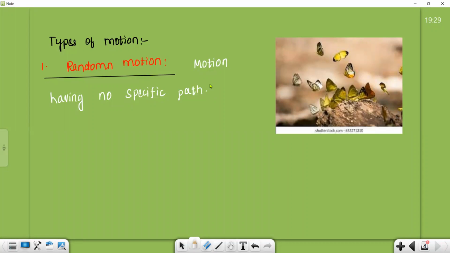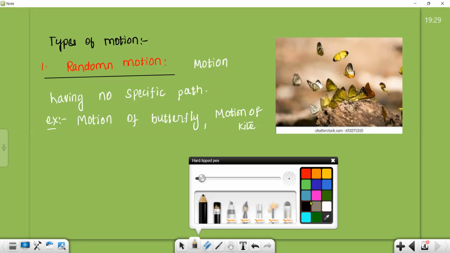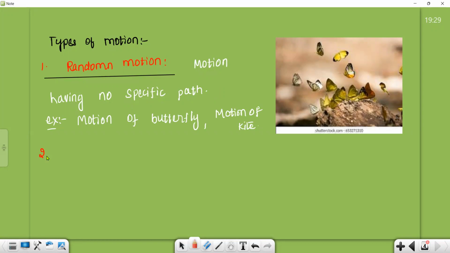Understood? Yes, ma'am. Example, you can tell the motion of a butterfly, which I showed you. Okay. Next, motion of a kite. How a kite flies, students? Yes, ma'am. Okay. So the next motion is translational motion.